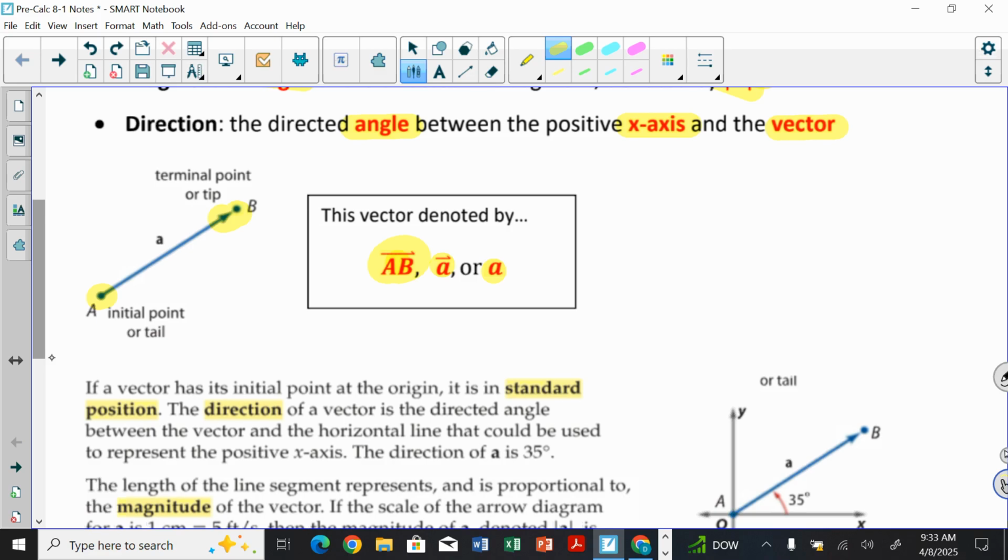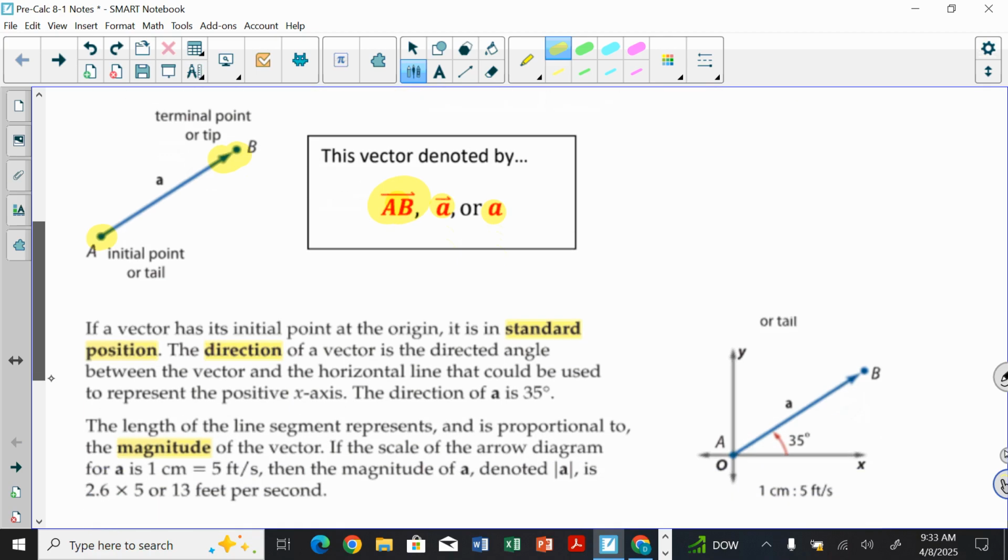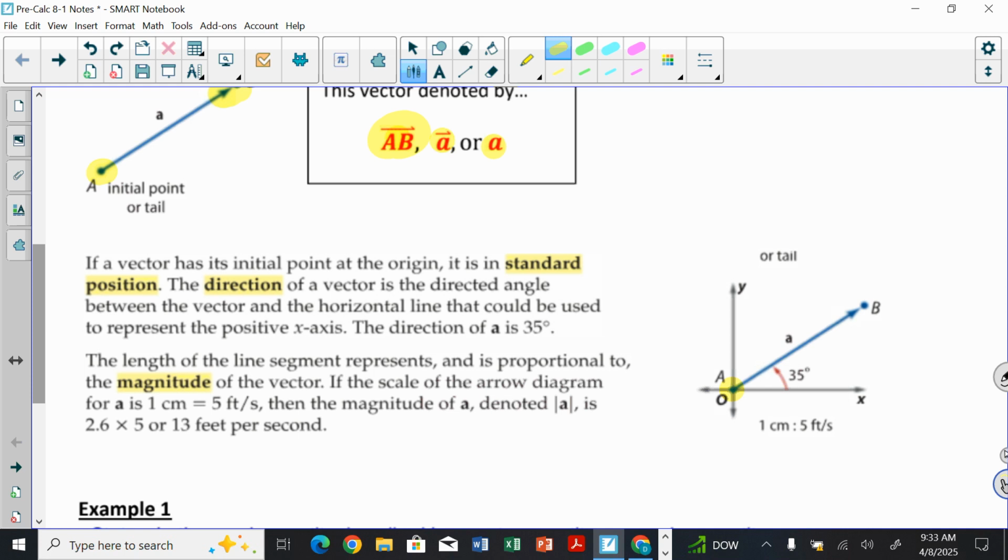We have a couple more things. If a vector has its initial point at the origin, like our one down here, and it's in standard position. That's what it's called. It's in standard position if its initial point, where it starts, is at the origin. The direction of the vector is the directed angle between the vector and the horizontal line that could be used to represent the positive x-axis. So in this case, here is your angle, 35 degrees. This is the horizontal line that could represent the x-axis, and between it and the vector, that would be 35 degrees. So the direction of a we would say is 35 degrees.